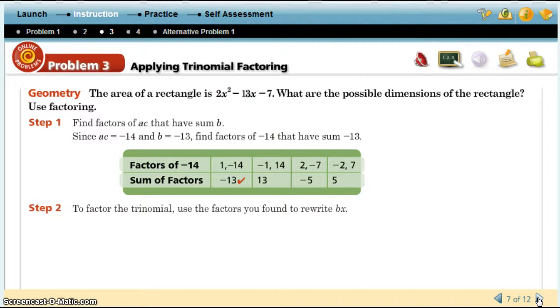Step 2. To factor the trinomial, use the factors you found to rewrite b times x. Just like you've been doing all the other problems, except this time focus and pay attention on what they do with all of the negative signs. Rewrite b times x. In this case, write negative 13 times x as x minus 14 times x.